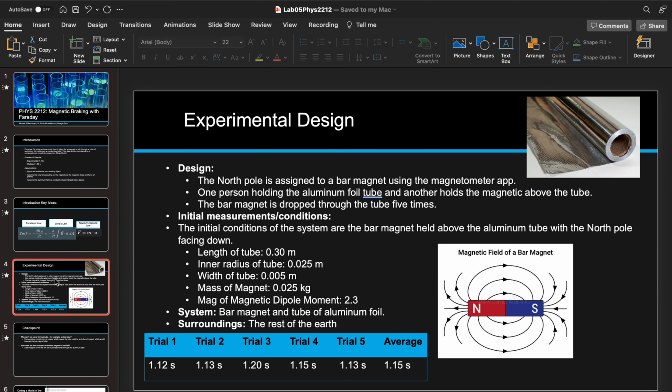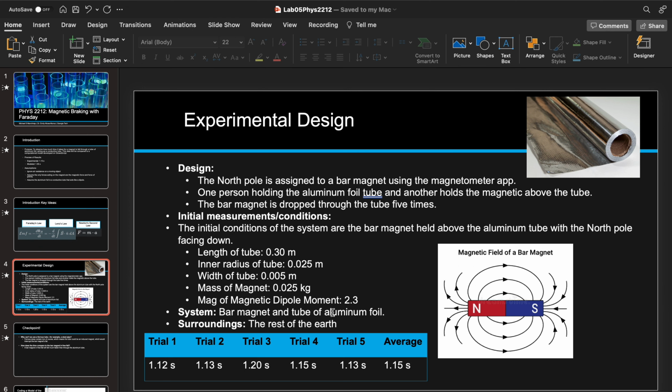So the experimental design. The North Pole is assigned to a bar magnet using the magnetometer app on my phone. One person holds the aluminum foil tube, another holds the magnet above the tube. The bar magnet is dropped through the tube 5 times. Here you can see the different trials that I did. It averaged to 1.15 seconds.